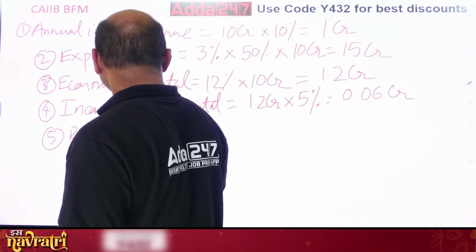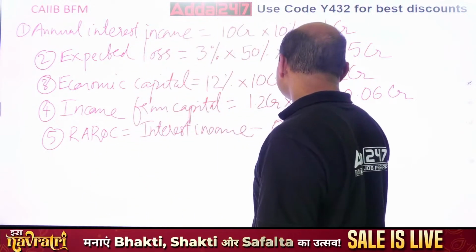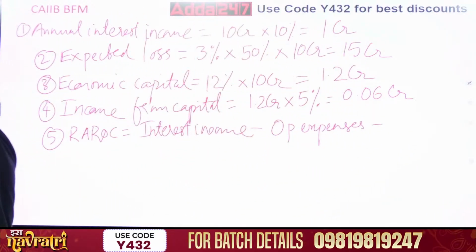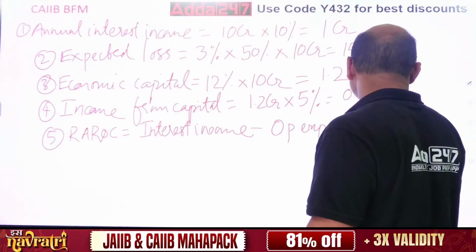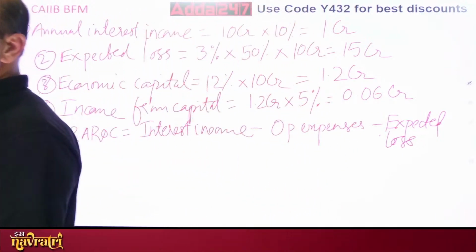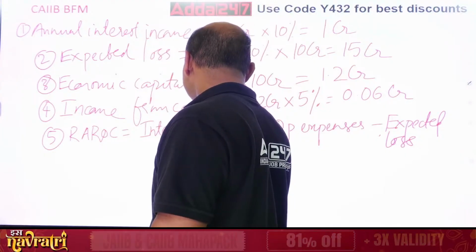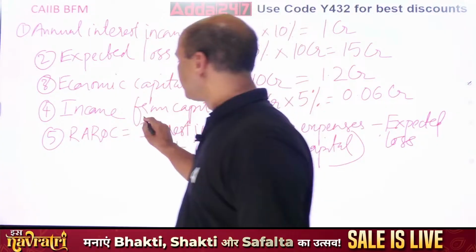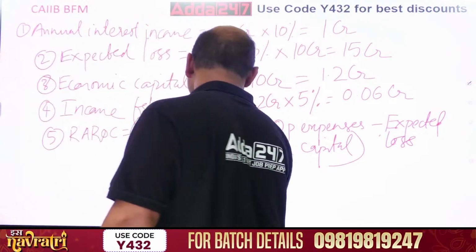So I'll write it over here. Total interest income minus operating expenses, minus expected loss, plus your income from capital, and the whole divided by your economic capital. The whole upon economic capital.